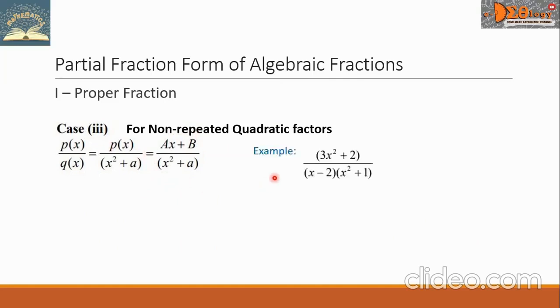As an example, let's have 3x squared plus 2 all over x minus 2 times the quantity x squared plus 1. The partial fraction form of this example will be A over that linear factor x minus 2 plus Bx plus C all over this quadratic factor x squared plus 1.